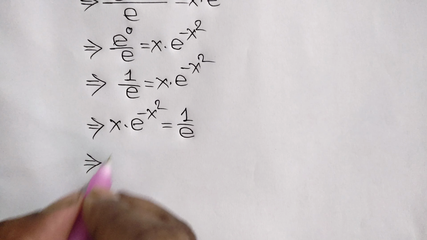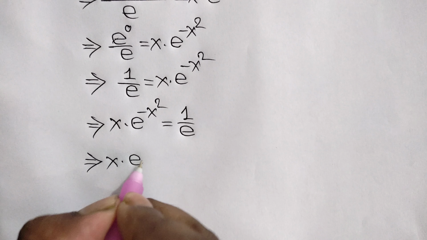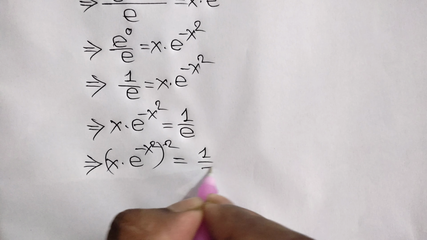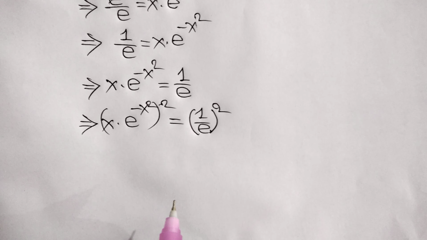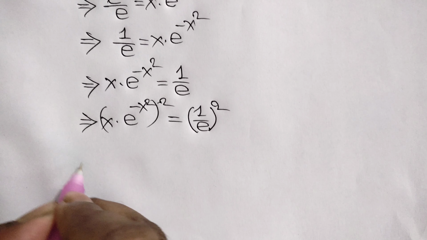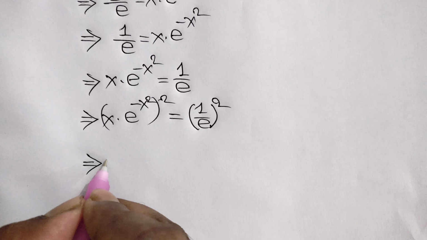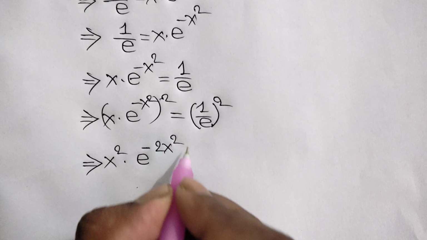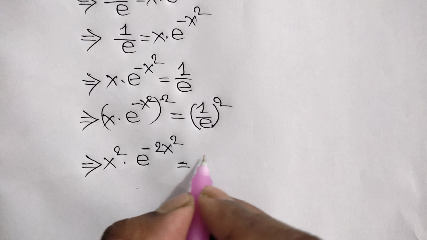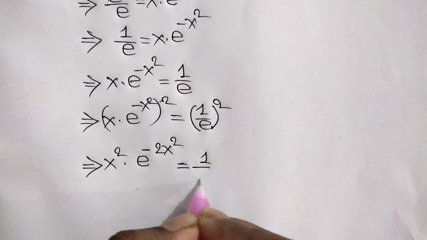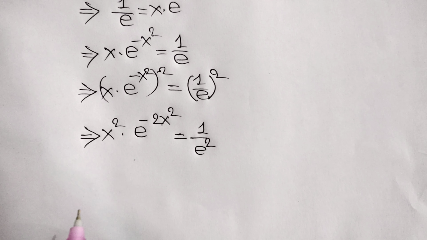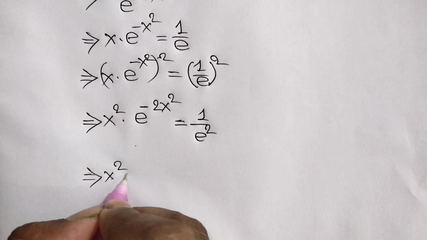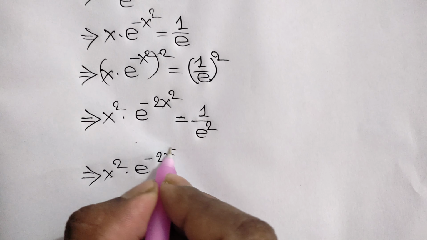Now squaring both sides, we can write x times e to the power negative x square, all square, is equal to 1 over e whole square. Or here we will get x square times e to the power negative 2x square is equal to 1 over e square.